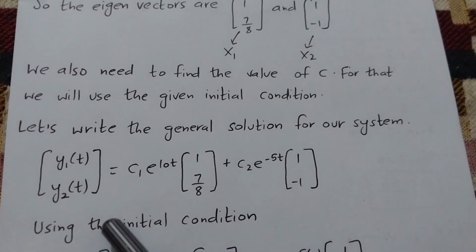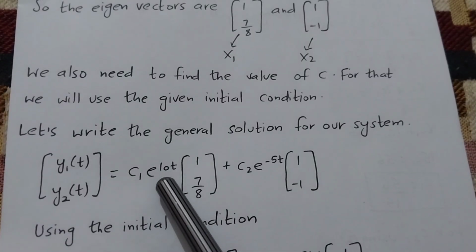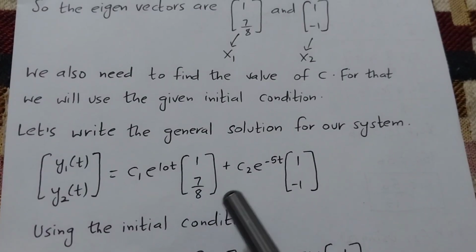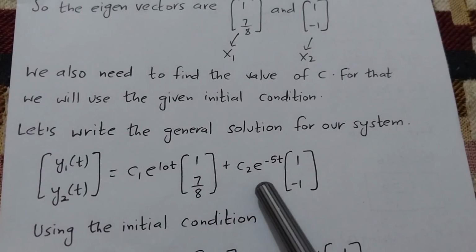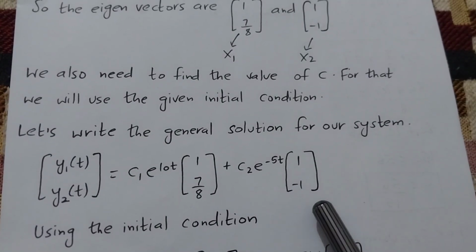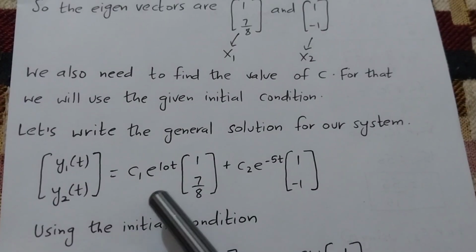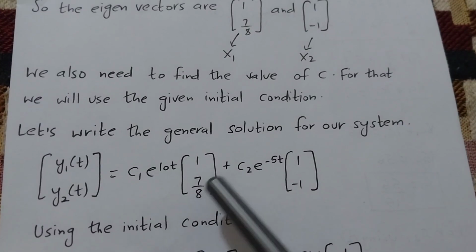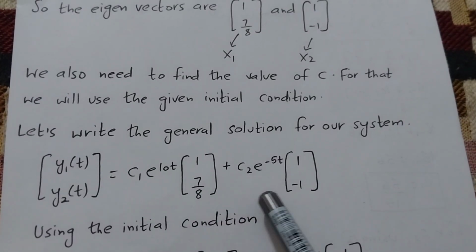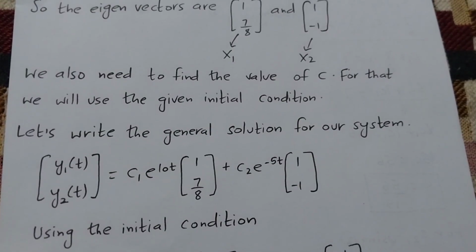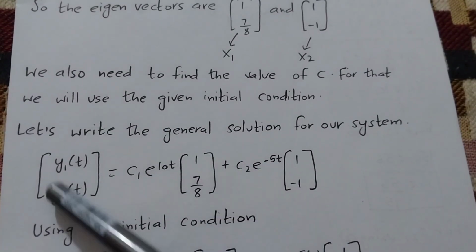So y1 of t would be c1 into e raised to power lambda, which was 10, t, into x1, which was 1 and 7 by 8, and y2 of t will be c2 into e raised to power minus 5, which was lambda, t, into the eigenvector, which was 1 and minus 1. And we can multiply some constant with these two values, and we can add them as well. It will still satisfy our given system. This will be our general solution for this system.